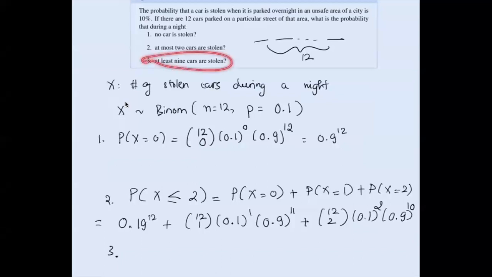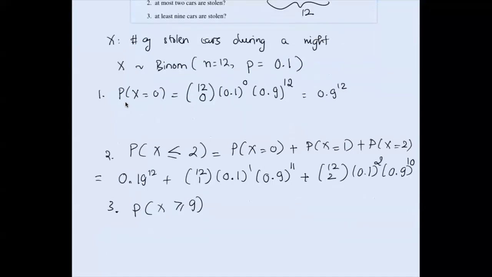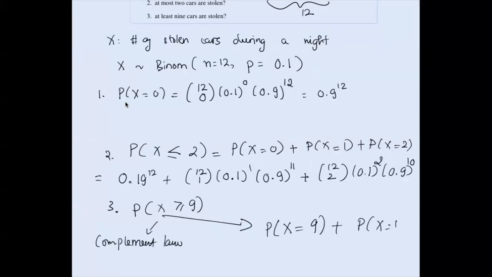We do the same thing for part 3, at least 9 cars. Complement law, yeah. So here you can do it 2 ways, like the students say. You can use the complement law, or you can just do it directly. If you do it directly, you will have to add up probability X equal to 9 up to probability X equal to 12.